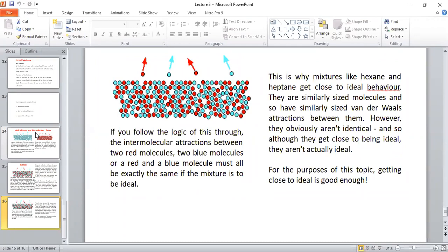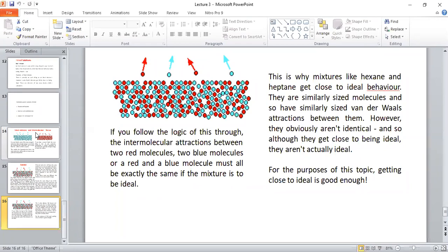However, they obviously aren't identical. We know that they're not identical. But though they get very close to being ideal, they actually are not ideal, but they're quite close to being ideal. So for the purpose of this topic, we want to look at them as being ideal enough, good enough as ideal. So that's what we see it to be.